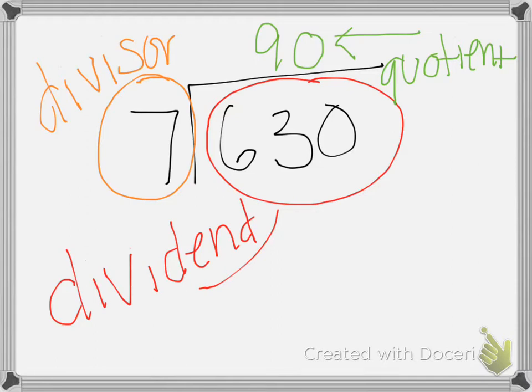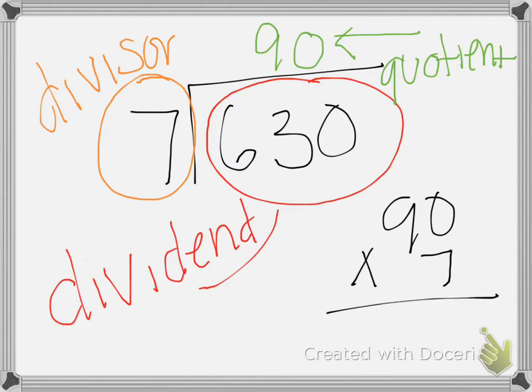So, how can we double check that our answer is correct? Let's multiply it. 90 times 7. Any method you want to multiply? I like the U.S. traditional. 0 times 7 is 0. 7 times 9 is 63. Do these two numbers match? Yes. So we multiplied the same.